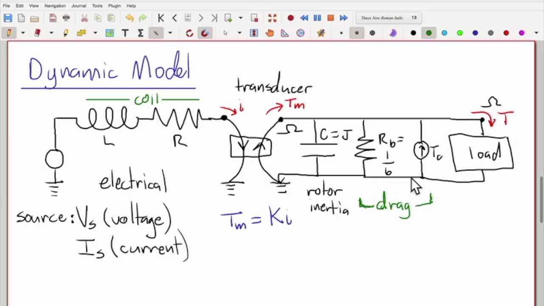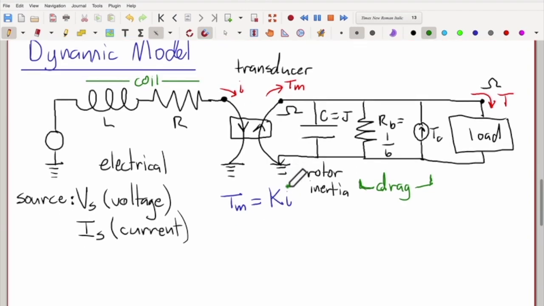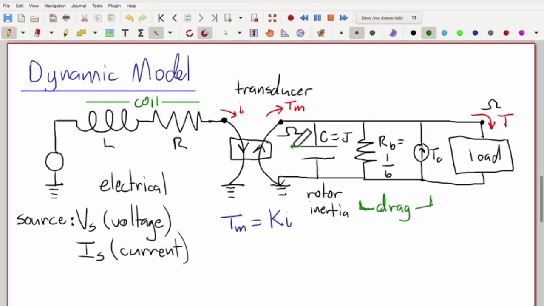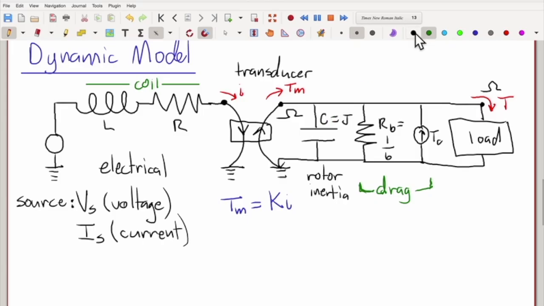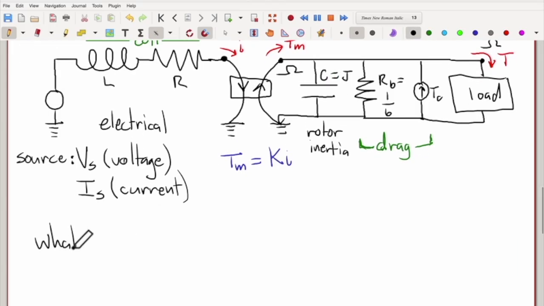That's two drag sources and a rotor inertia here. Now, the next thing we want to do is figure out what this angular velocity omega is coming out of this thing here. If we know the current going in and the torque coming out, what's the angular velocity here? What is omega, angular velocity?